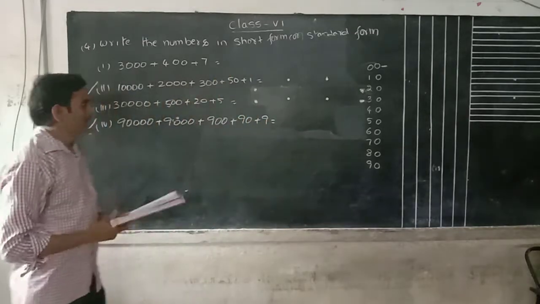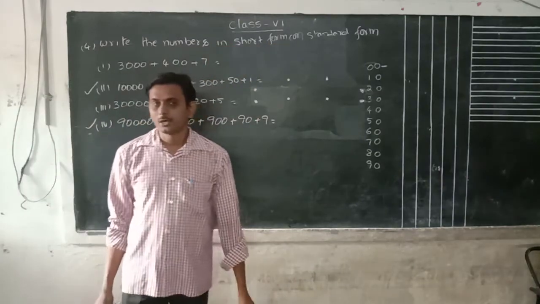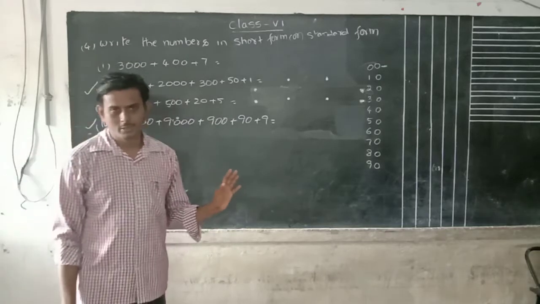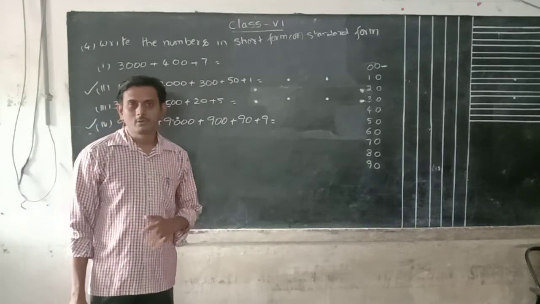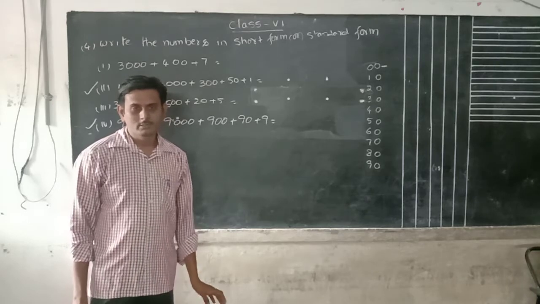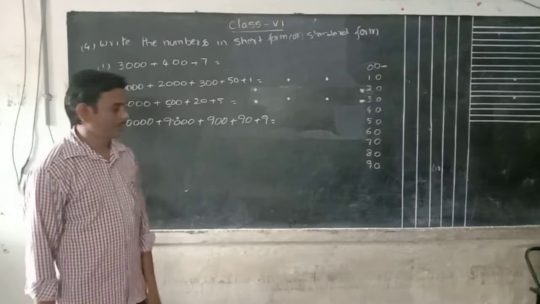Okay, what is the question here? Write the number in short form or standard form. Both are same questions only. Write the numerical form, numerical figure. That means you have to write it without additions, you have to write number.